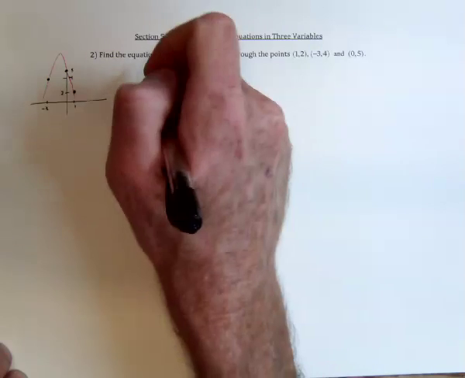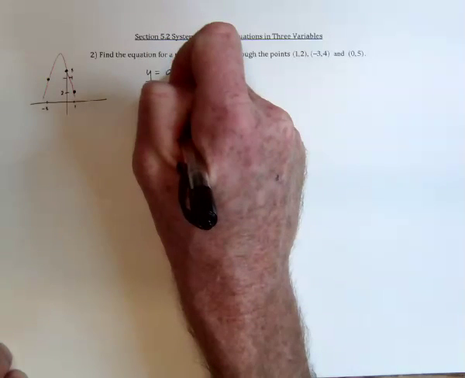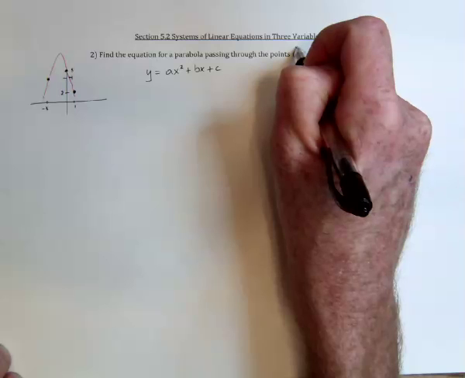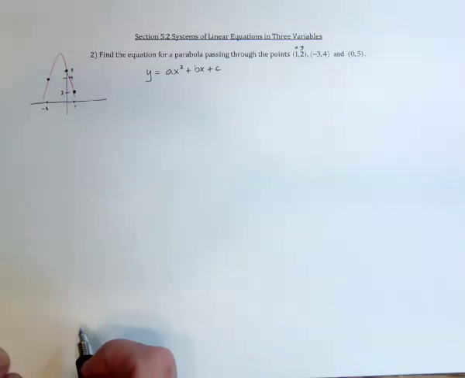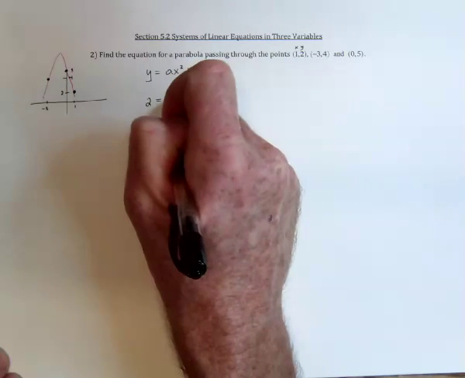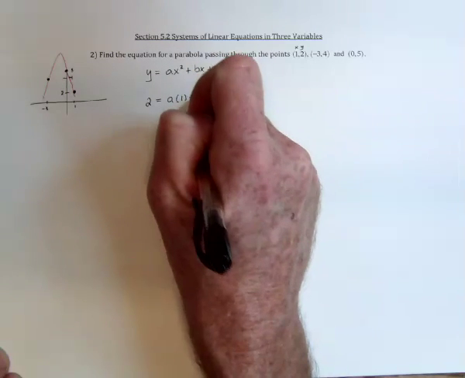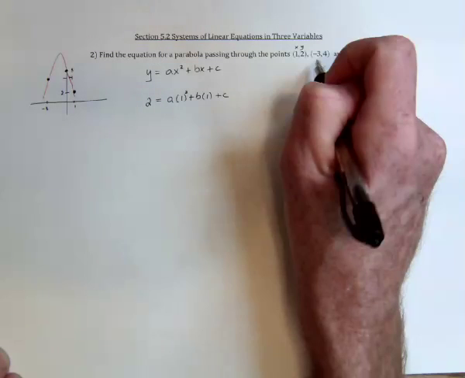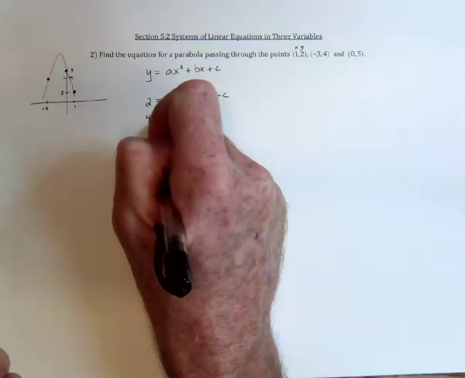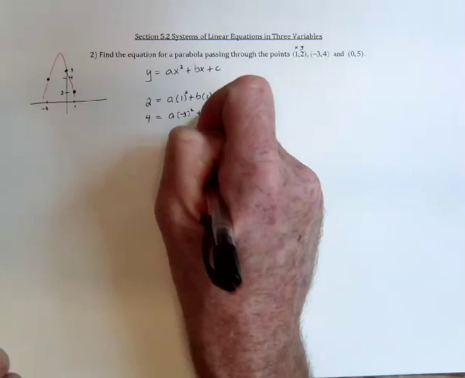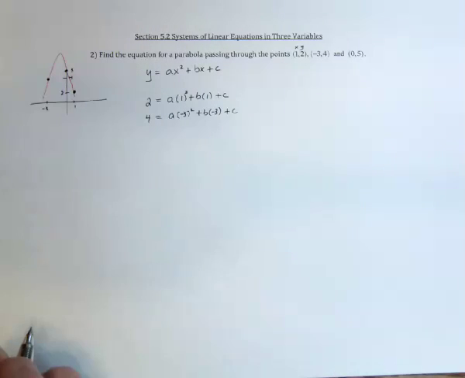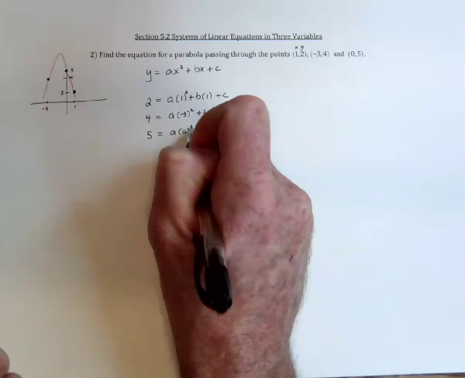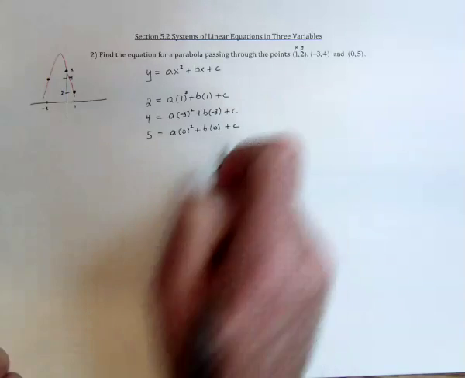Since it's a parabola, it's a quadratic, so we can say that it's quadratic in form, ax squared plus bx plus c. And then over here we've got some numbers for x and y that we can substitute into the equation. So for the first one, y is equal to 2 and x is equal to 1. So there's the first equation. And now substitute that x is -3 and y is 4. So we have a times -3 squared plus b times -3 plus c. And then finally substitute the 0 and 5. So 5 for the y value, and then a times 0 squared plus b times 0 plus c.